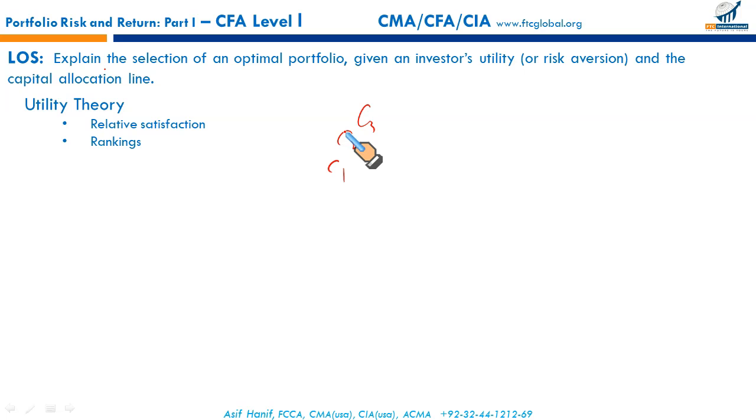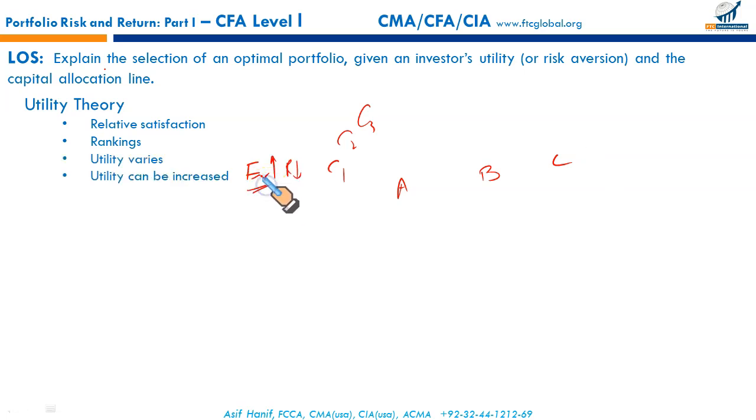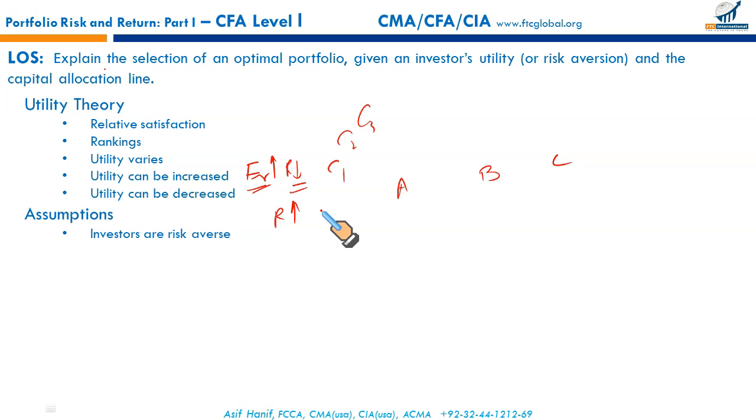Utility, the satisfaction, is different for different investors. Investor A has a different level of utility function, B has a different one, C has a different one. Utility can be increased. How? By getting a higher return or putting the investment in lower risk. Utility can also be decreased if the risk increases. Right? So there are certain assumptions in this theory. Investors are risk averse, they avoid risk. There is a possibility to rank order. I'll show you in the next slide. And the rankings are internally consistent. Let me show you in the next slide.